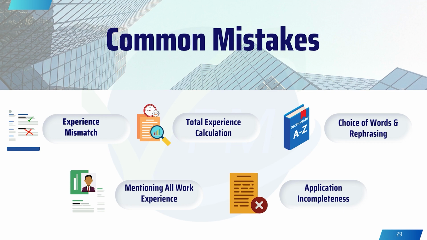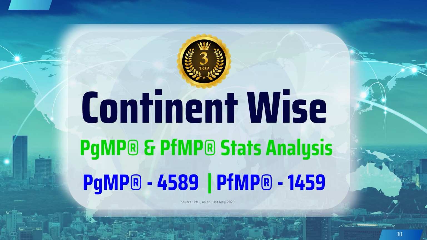Now a few things. Numbers. You probably have been watching my posts on LinkedIn all the time. I'm talking about numbers like that. As of now, we have 4,589 PgMPs. Still a very low number, still under 5,000, or you can say under 10,000. If you are thinking, get yourself within the top 5,000 PgMPs.